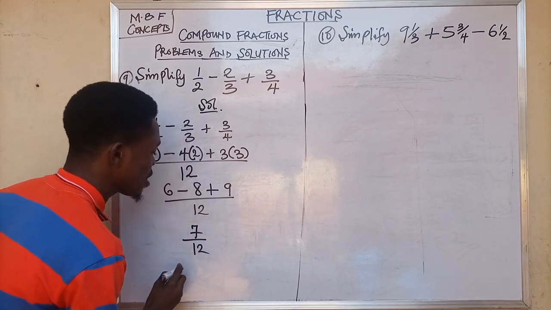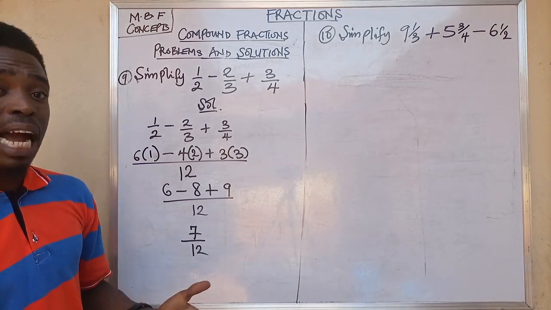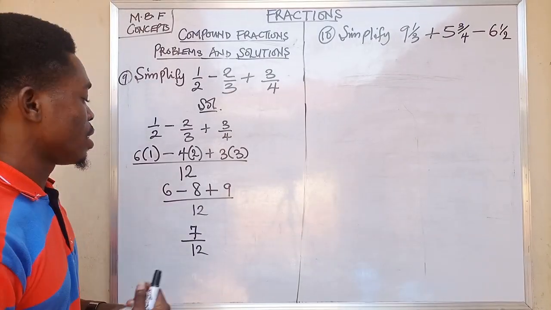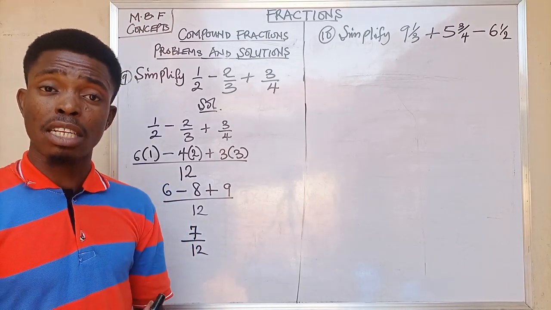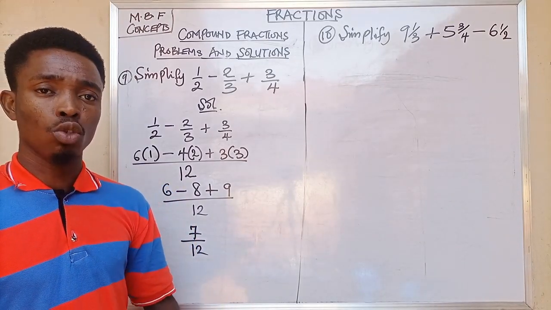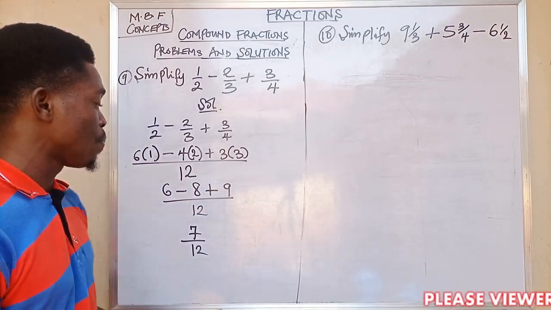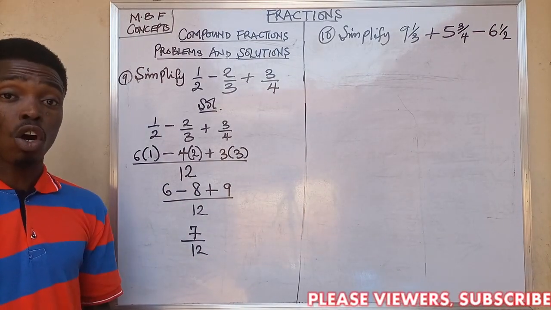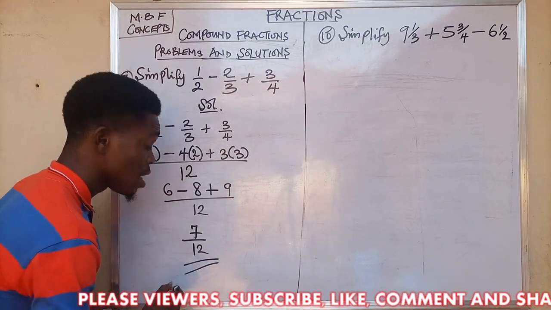All over 12. The next thing you check for is if there is a common factor between 7 and 12. Guys, there is no common factor. So hence, the next thing you also check is whether the denominator is greater than the numerator. If it is, then you are good to go. That becomes your last step and the final answer. Now, with this, we know that the denominator is greater than the numerator. Hence, this becomes our answer.